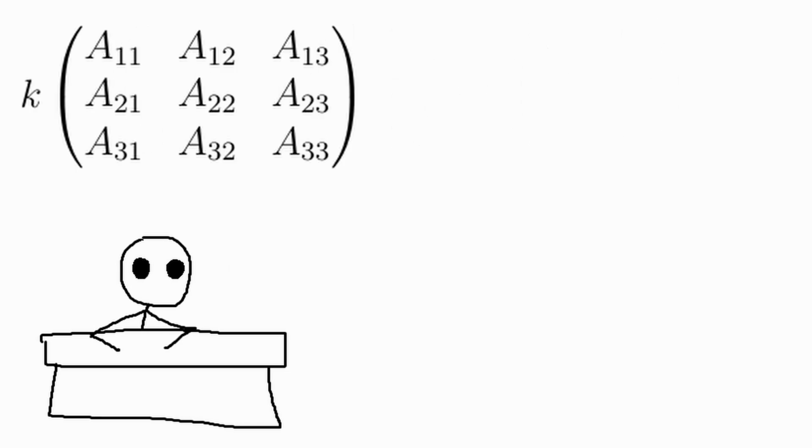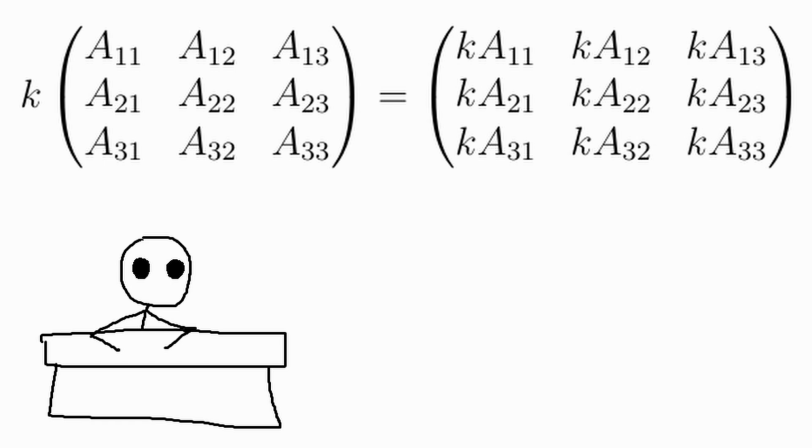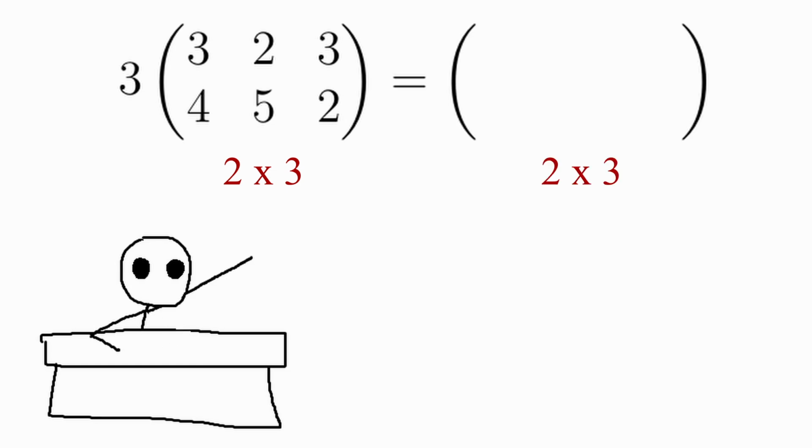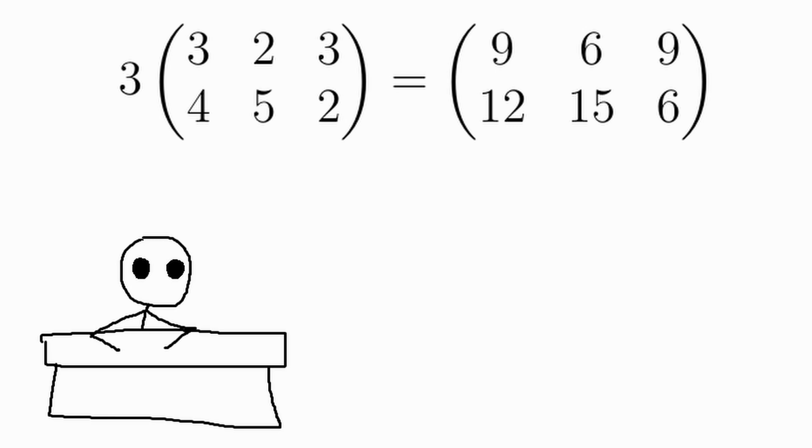Multiplying a matrix by a scalar is also really easy. You just multiply each individual element by that scalar. With an example, for scalar multiplication, the resulting matrix is the same size as the input matrix. In this case, the input is a 2 by 3, so the output is also going to be a 2 by 3. Now we just multiply each term by the scalar. So 3 times 3 is 9, 3 times 2 is 6, 3 times 3 is 9, and so on.